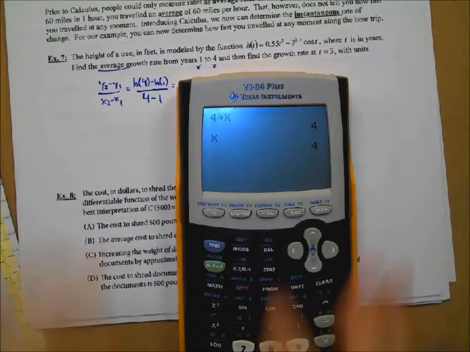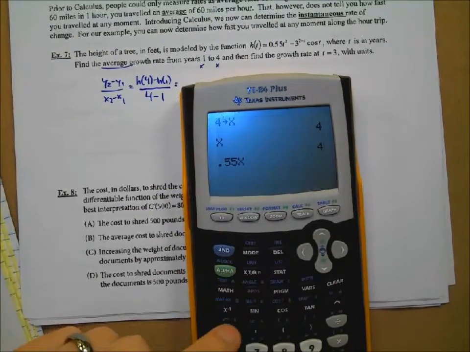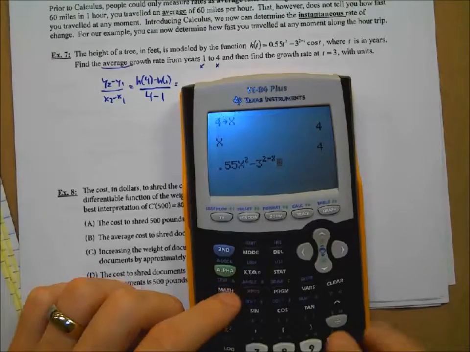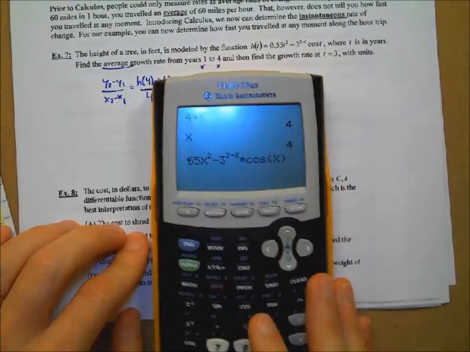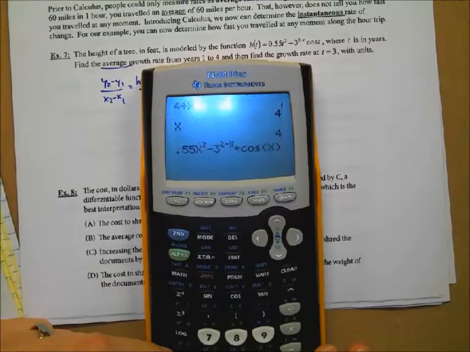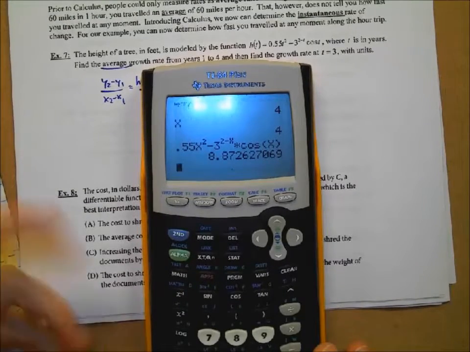So now when I go to type this in, I can just do 0.55 x squared minus 3 to the 2 minus x times cosine x. Right? Makes it a little bit nicer than having to type in the 4. Maybe. I don't know if it's that big of a deal for you, but there it is. You can hit enter, and there's our answer. 8.873, we'll say.